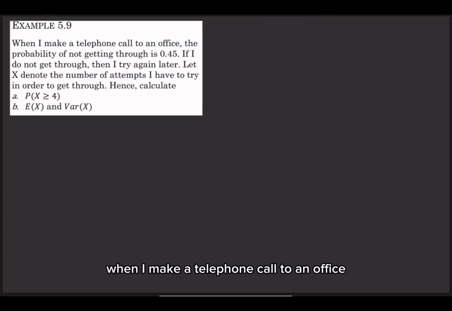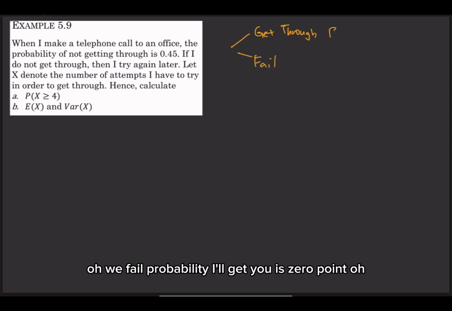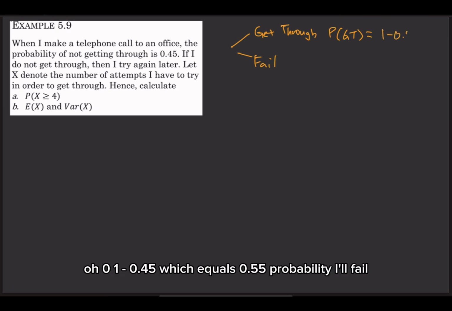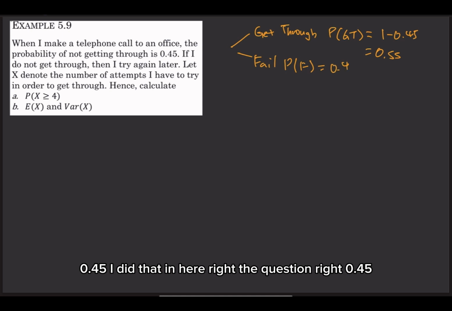Now, for the last question: when I make a telephone call to an office, the probability of not getting through is 0.45. If I do not get through, then I try again later. That means the experiment always repeats. Let x denote the number of attempts I have to make in order to get through. Calculate the probability that x is more than or equal to 4, the expected value of x and the variance. So there are only 2 outcomes: we get through or we fail. The probability of getting through is 1 minus 0.45, which is 0.55. The probability of failing is 0.45, as stated in the question.